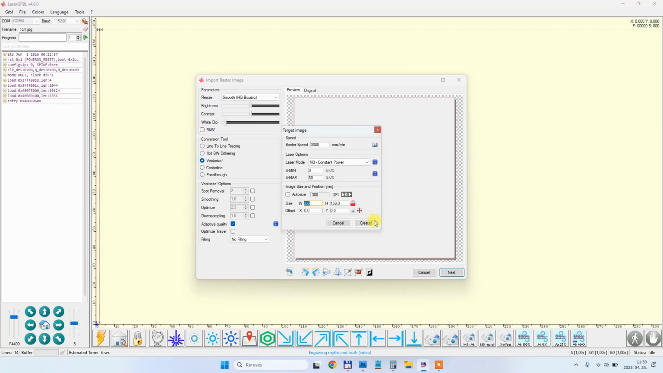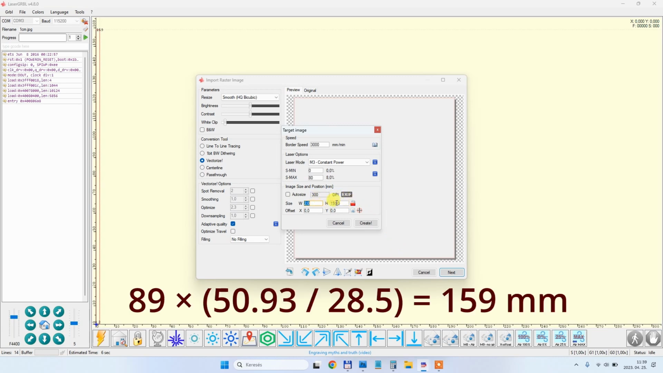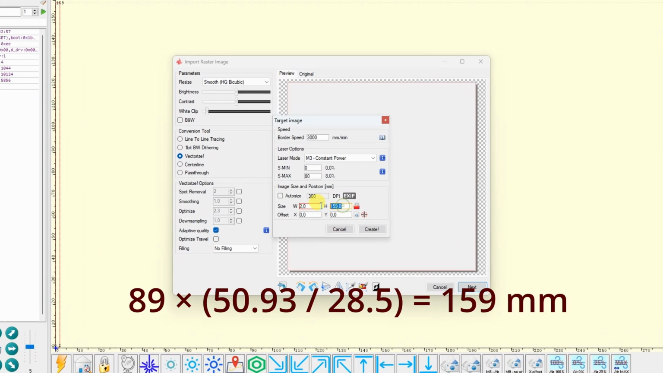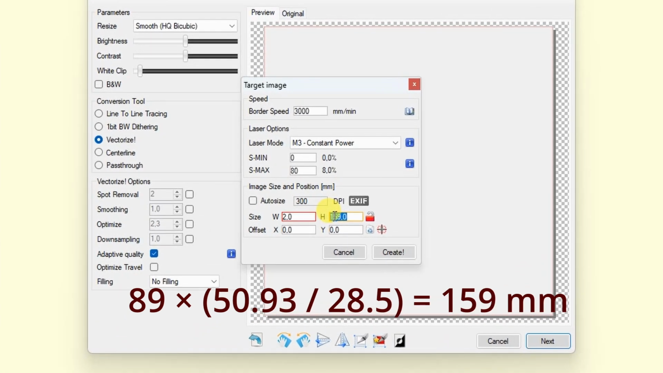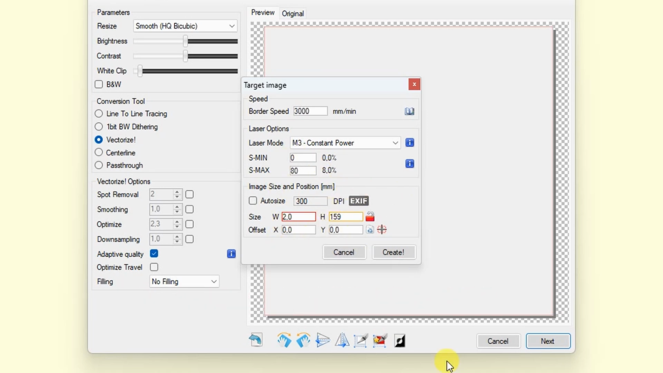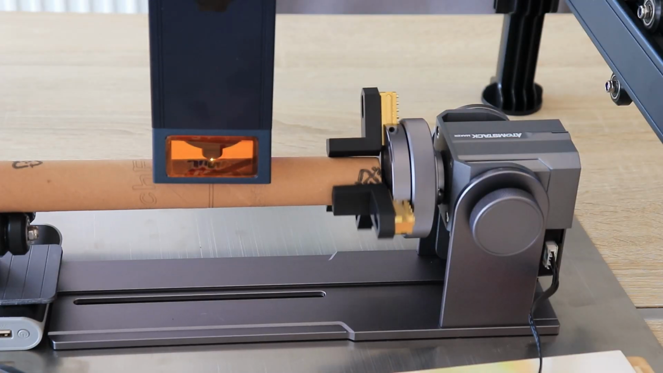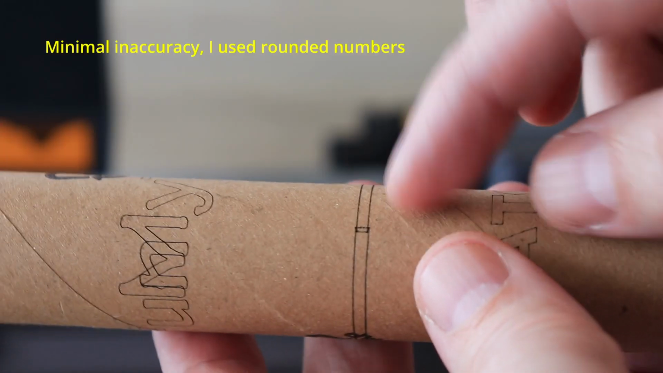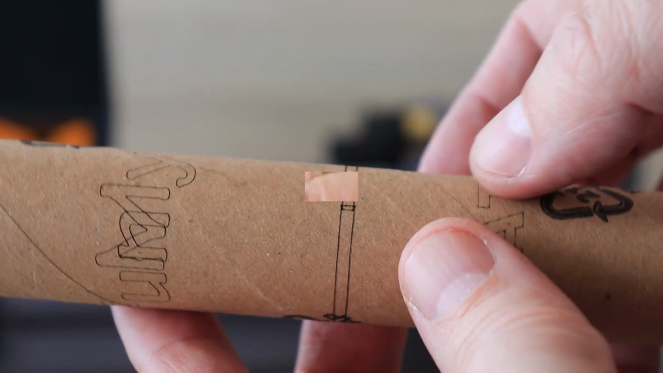Back to our cylinder with a diameter of 28.5 millimeters, and the original graphics has the length of 89 millimeters along the Y-axis, and this has to be modified. This means 159 millimeters has to be the Y-axis dimension to get the correct proportions, in this case completely around the cylinder. And the calculation is good, this rectangle goes completely around the object.